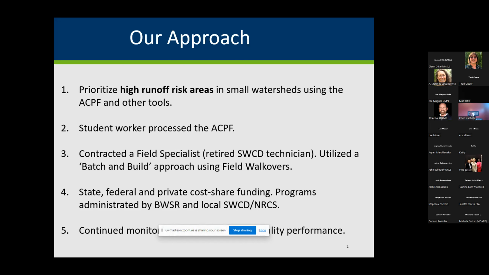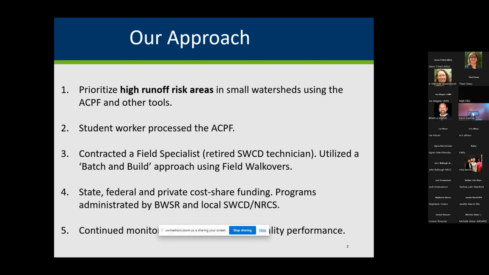We were fortunate to get a student worker to help process a lot of this at the time, work through some of the bugs we were experiencing, and provide feedback to that group. We also contracted a field specialist, a retired SWCD technician, to go out there and start these conversations and get as many projects lined up as we could using what we call a batch and build approach, and then using field walkovers to implement that.